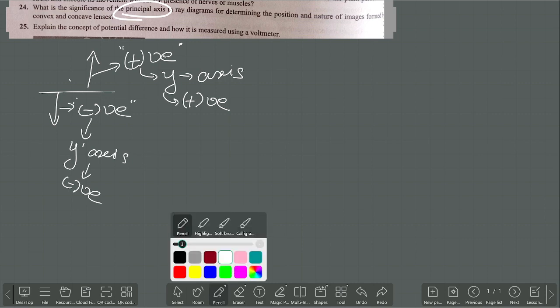Next, question number 25. Explain the concept of potential difference. The previous question I discussed. What is meant by potential difference? The amount of work done to move a charge from one point to another point against electric force, and how it is measured by using the voltmeter. So they are asking where we need to connect the voltmeter.